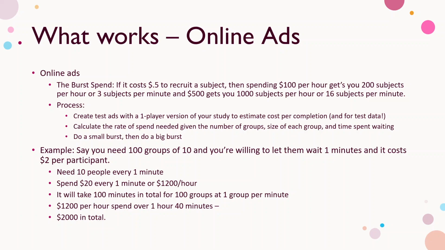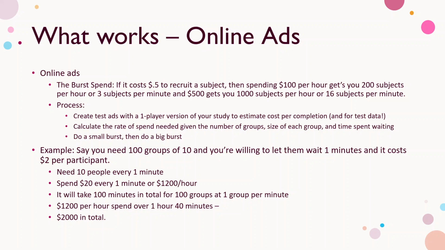So you're getting 3 subjects per minute. If you're getting 200 subjects an hour, that's 3 subjects per minute. And if you spend $500, that's 1,000 subjects an hour, or 16 subjects per minute. So if you're doing a group experiment with 16 subjects, you have to spend $500 an hour to get 16 subjects into a waiting room within 1 minute. But that's 1,000 subjects in an hour. So you're doing pretty well, I think, in terms of cost. Again, this is all under the assumption that it costs 50 cents to recruit a subject.